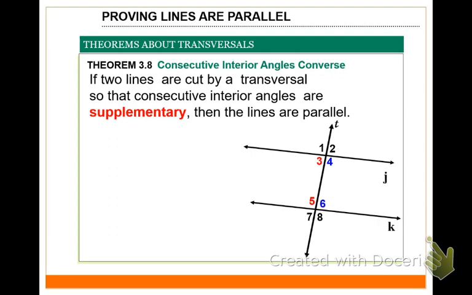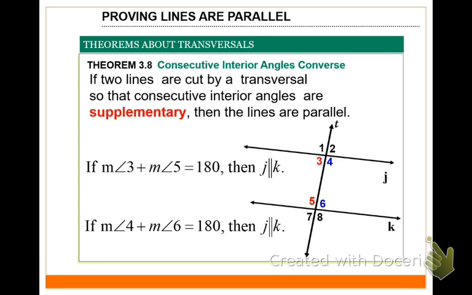The last one deals with consecutive interior. So if two lines are cut by a transversal, making the consecutive interior angles supplementary, then that is enough to prove the lines are parallel. Okay, so supplementary. What does supplementary mean to me? Two angles that add to 180. So that means angle 3 and angle 5. If the measure of angle 3 plus the measure of angle 5 equals 180, or if the measure of angle 6 plus the measure of angle 4 equals 180.